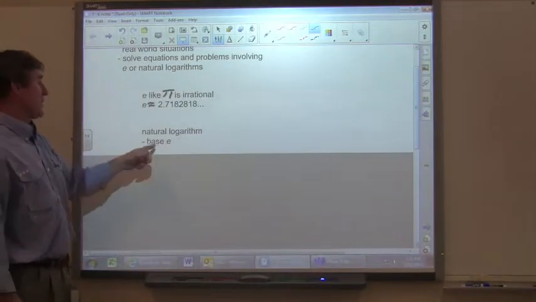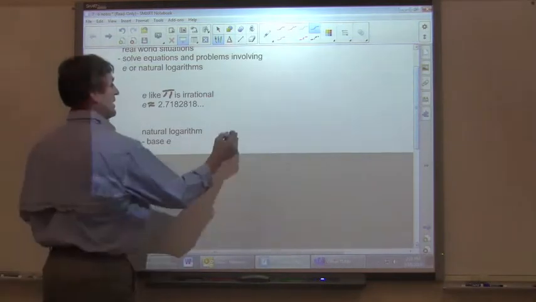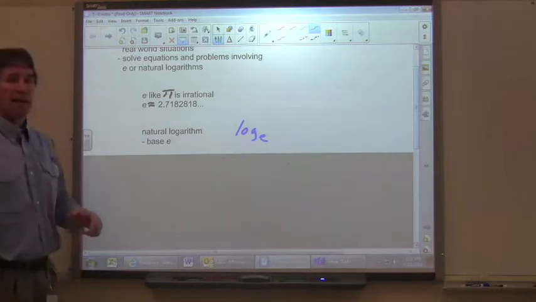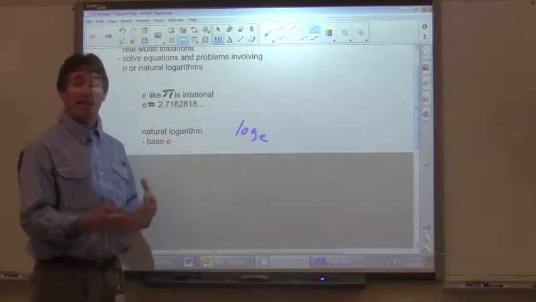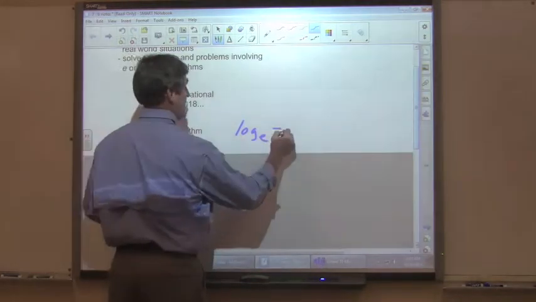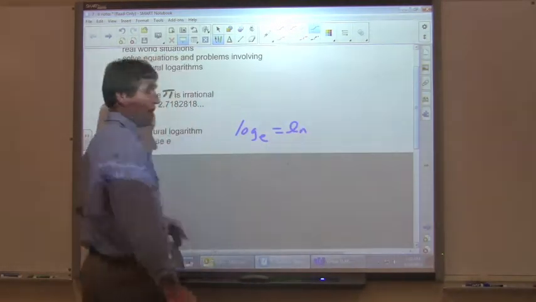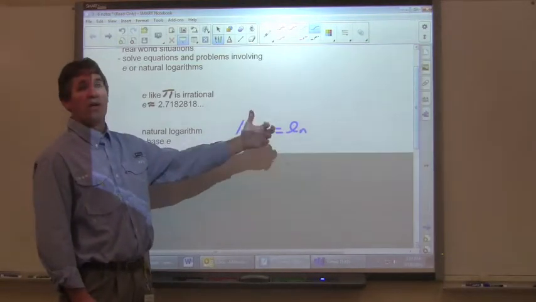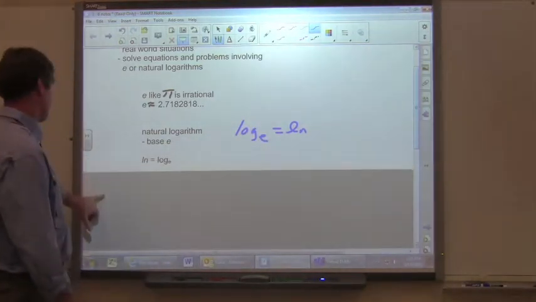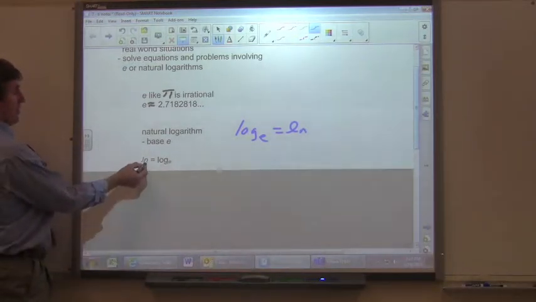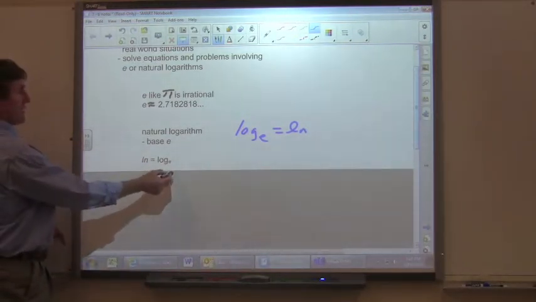The natural logarithm is base e. So if we wrote this, we could go log base e, but like base 10, which was just log on our calculator, that is just ln on the calculator. So it's another one we can use the calculator for, just like we did with base 10. So again, ln for logarithm natural is log base e.